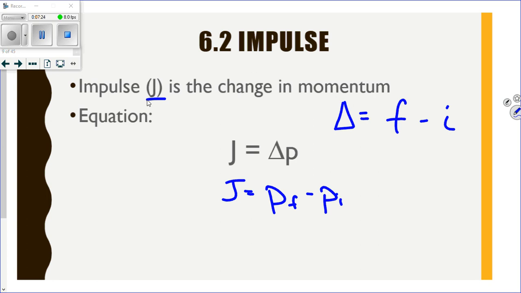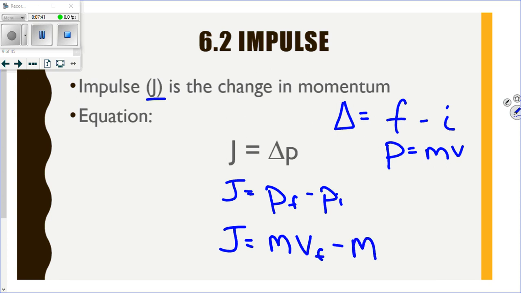But we can write it even more than this, because we know that momentum is a mass times a velocity. So let's make this even more specific. To find an impulse, we can take the momentum final, which is a mass times a velocity final, and subtract the momentum initial, the mass, which stays the same, times the velocity initial. And that will give us our change in momentum, or our impulse.